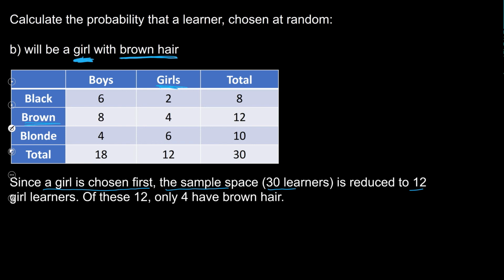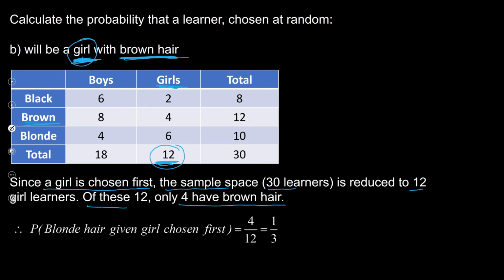Because there are 12 what? Girls. Of the 12, only 4 have brown hair. So what is the probability that a girl will have brown hair? We look at girls, and the girls are 12. Are we together? This will give us the probability of brown hair given a girl is chosen first. That will be 4 out of 12, which is 1 over 3, or you can write that as a percentage.